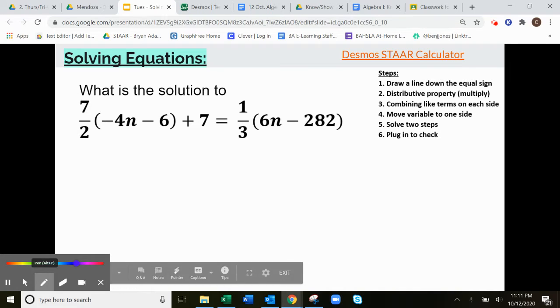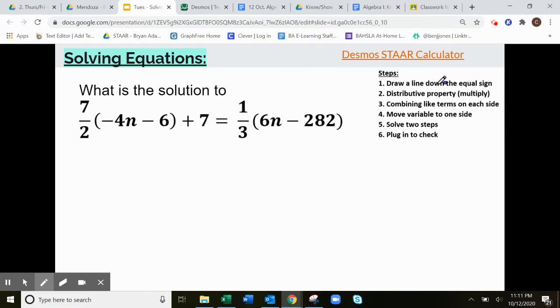So now we're going to look at this next example. We have: what is the solution to 7 over 2, open parentheses, negative 4n minus 6, close parentheses, plus 7 equals 1/3 times 6n minus 282. So first thing we're going to do is follow our steps. Step number 1, we need to draw a line down the equal sign.